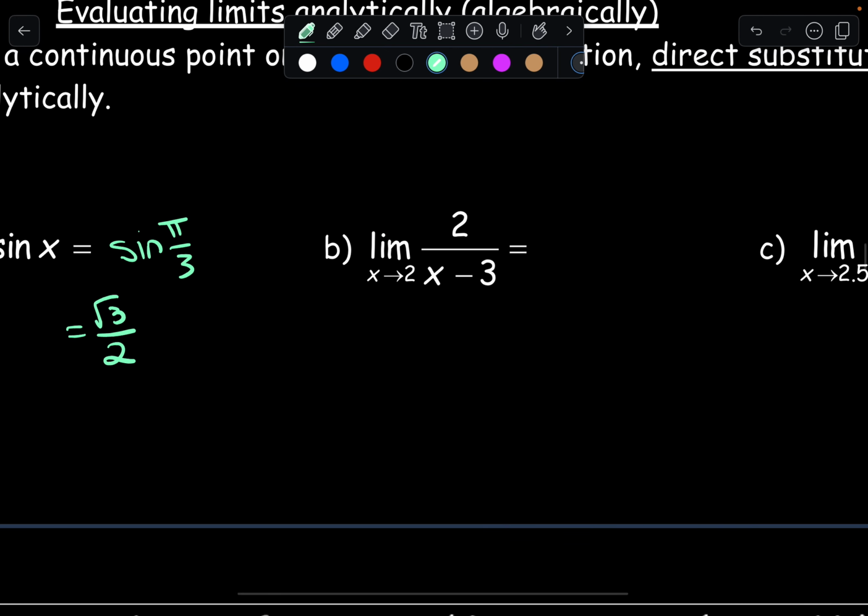All right, the limit as x approaches 2, direct substitution. So 2 over 2 minus 3, we end up with negative 2.